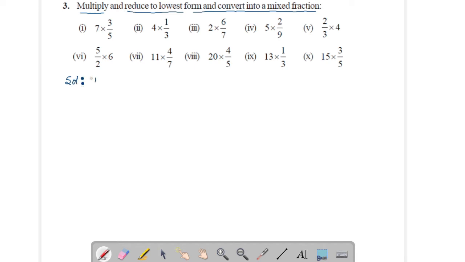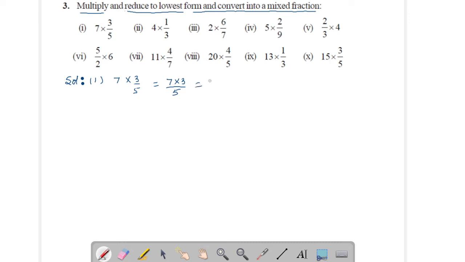First part, it is 7 into 3 upon 5. You have to multiply 7 in the numerator. This can be written as 7 into 3 upon 5.